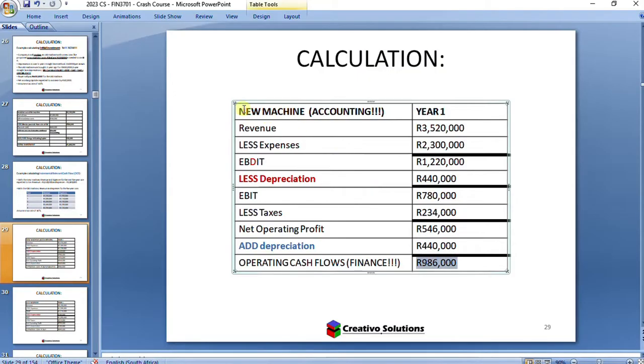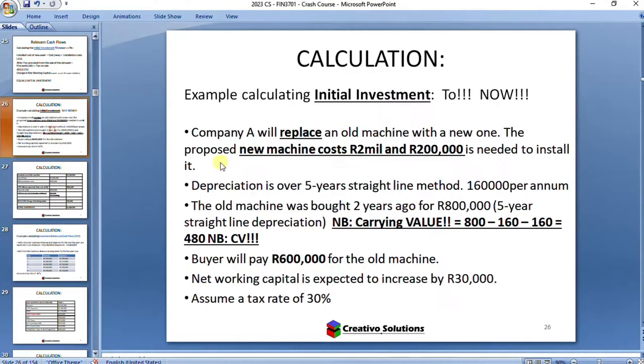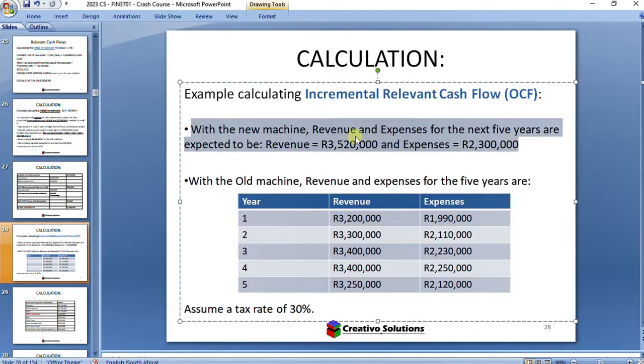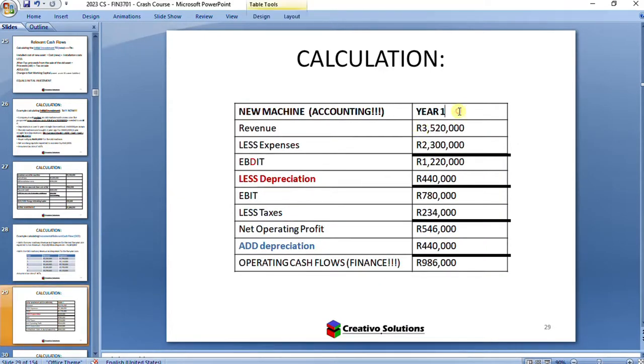Okay, remember, this is for the new machine. Okay, this was relating to, where was it? Here. Okay, the new machine. Remember, the new machine is going to have revenue and expenses for the next 5 years. Okay, so I've shown that. I've got my revenue and I've got my expenses. I could have actually said this is year 1 to 5. Okay, maybe we could just add that. Right, because it's the same every year. Okay, so every year it's going to be the same for the new machine.